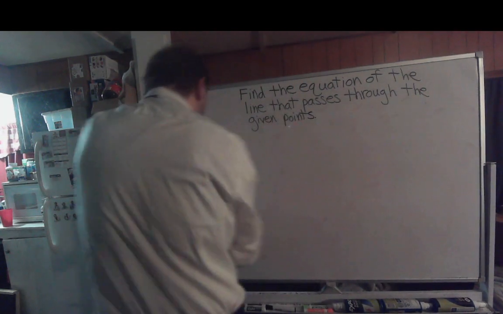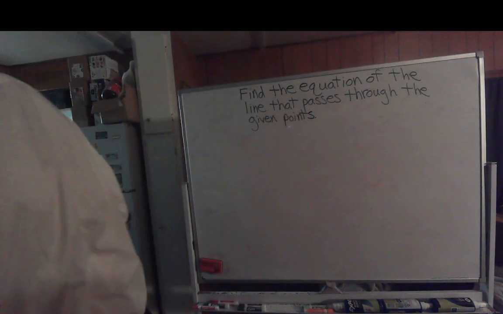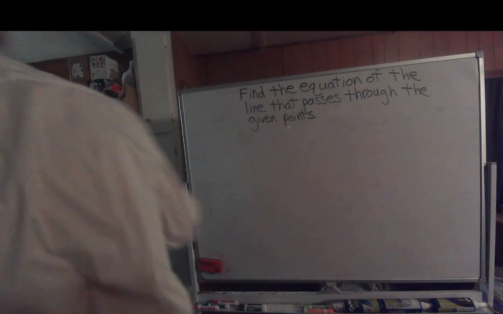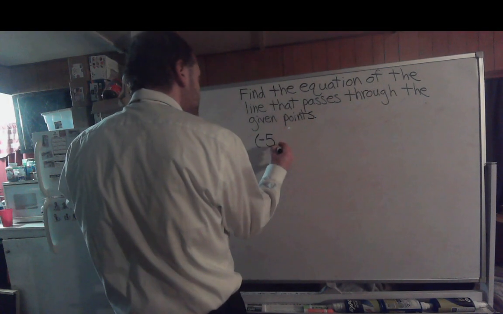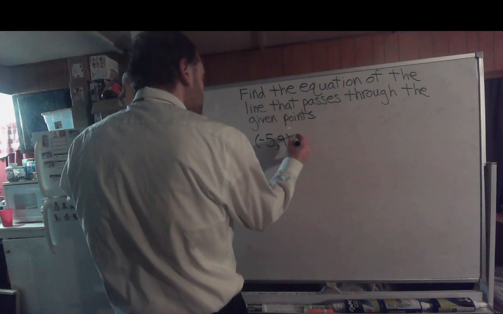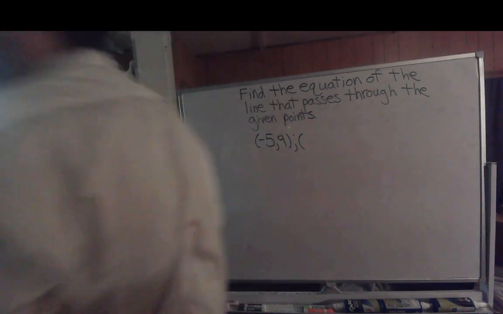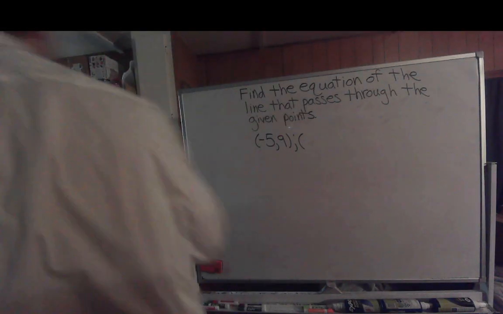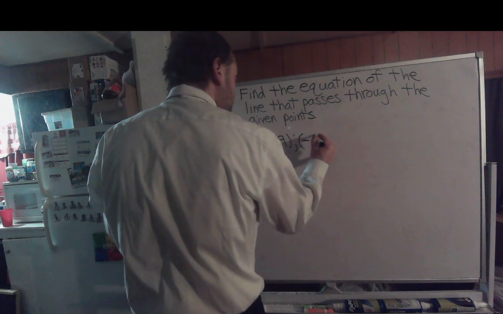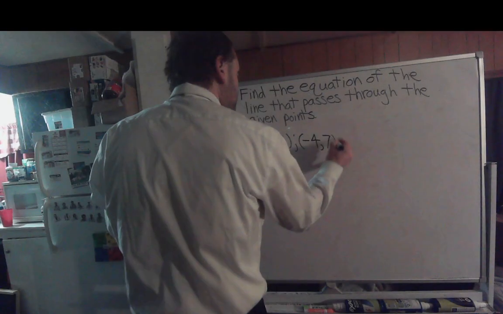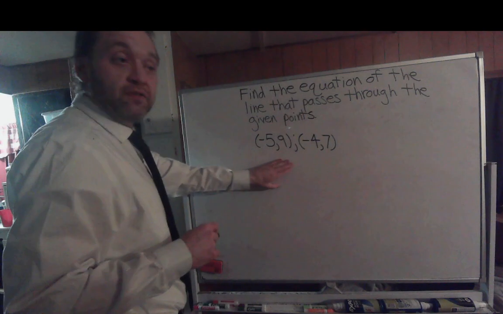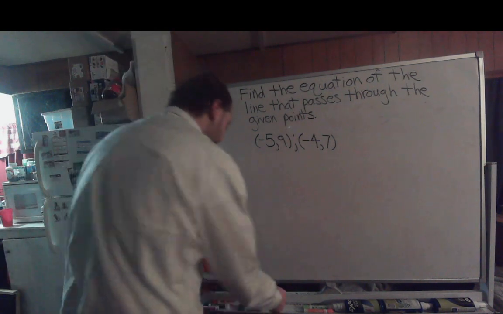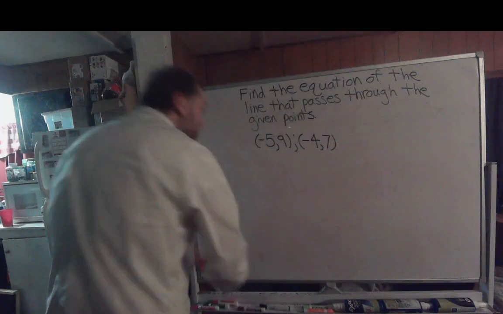All right, what do we got next here? This time the first point is negative 5, 9. The second point is going to be at negative 4, 7. So we need to find the equation of the line that passes through the points negative 5, 9 and negative 4, 7. Let's go ahead and do that here. So let's find our slope first.